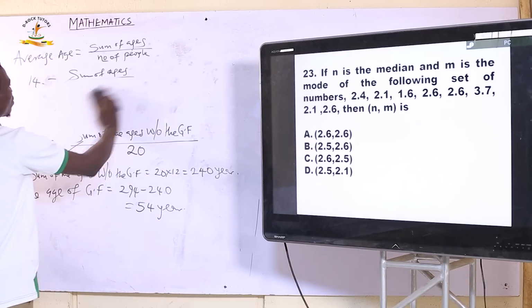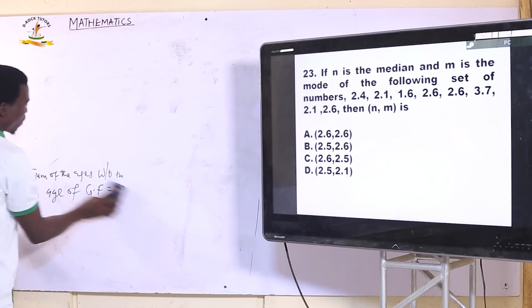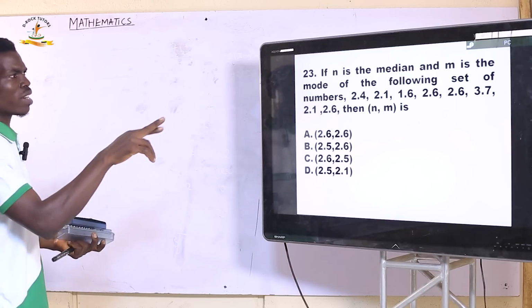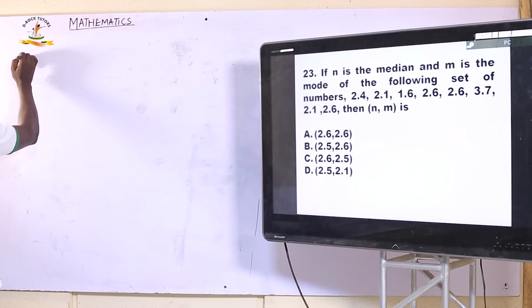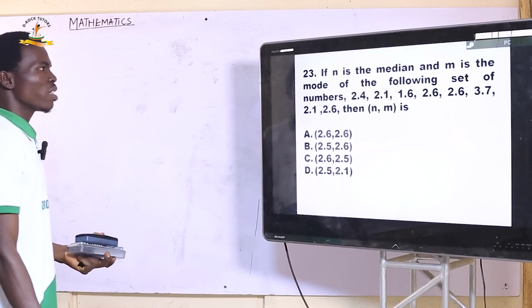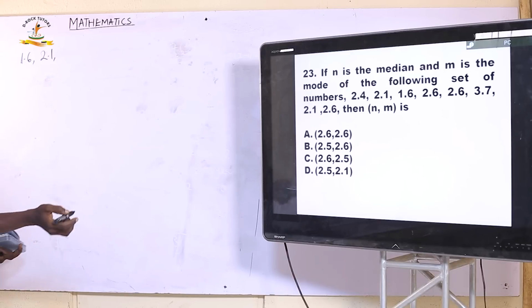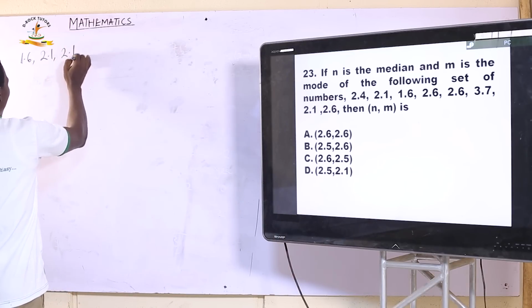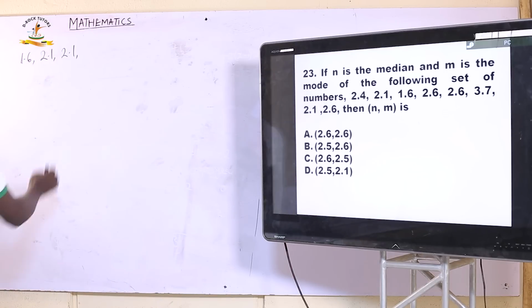So we simply do this. Let's write out these numbers in their ascending or descending order. Whichever way you arrange them, you're still going to get the same result. If you look at this randomly, the least number there is 1.6. So I write 1.6, and the one that follows is 2.1. We have just 2 of them, so 2.1, 2.1. After 2.1, we have 2.4.